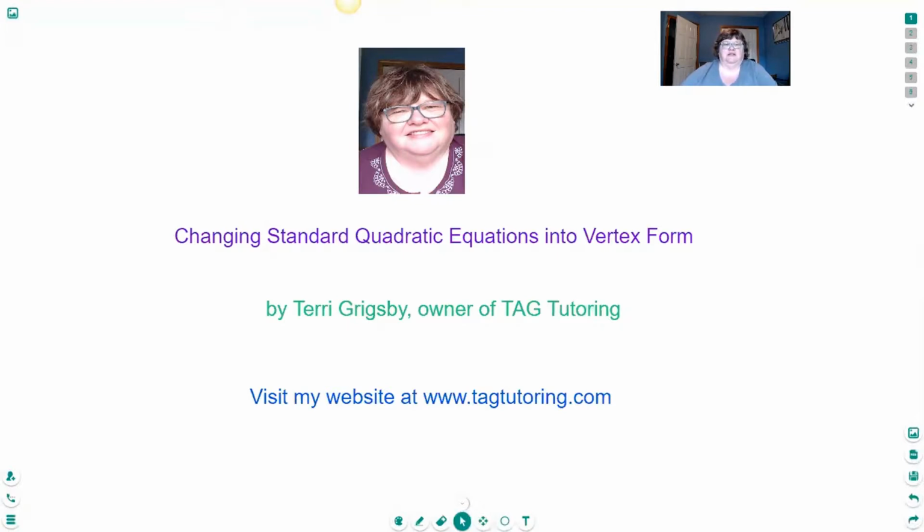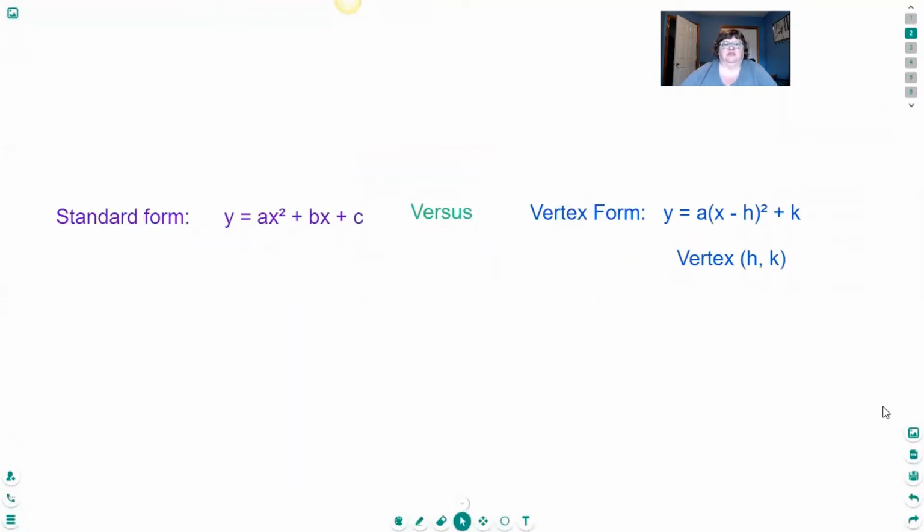But let's go in and look at how to change standard equations into vertex form. So the very first thing that we have to do, we've got to figure out what does standard form mean. Well, standard form for a quadratic just means that you have it in order of the exponents, so the highest exponents first. So that's why I have y equals ax squared plus bx plus c. Just get the exponents in order from highest to lowest, and it will be in standard form automatically.